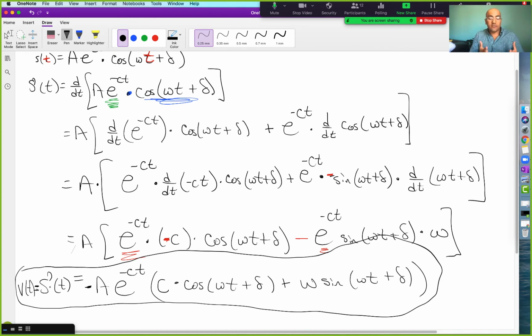It sometimes is the case that if you're working and it's starting to get really nasty, they're like, wait a minute, maybe I did something wrong. But unfortunately, sometimes the answers really are that ugly. So you're headed in the right direction here.